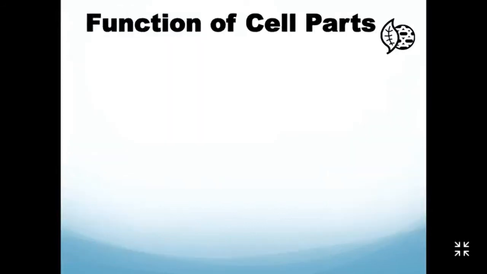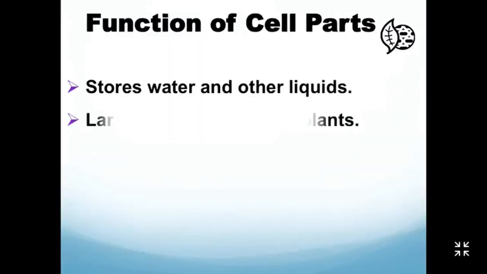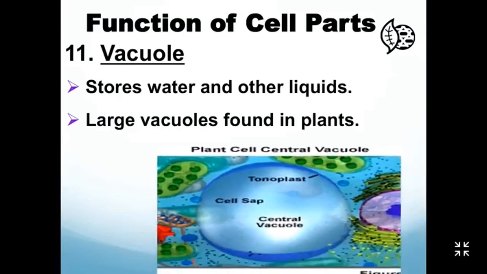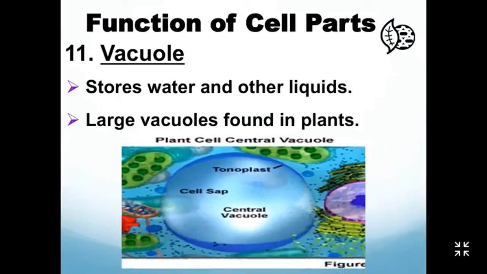Now let's proceed to another one, which is the vacuole. The vacuole stores water and other liquids. Large vacuoles are found in plants. Plants have a bigger, or larger, vacuole compared to animals.